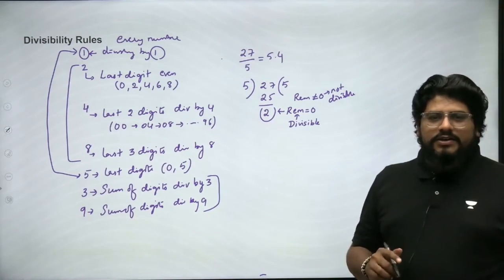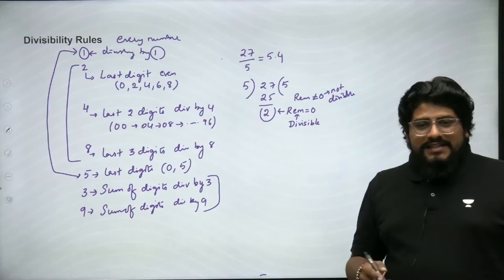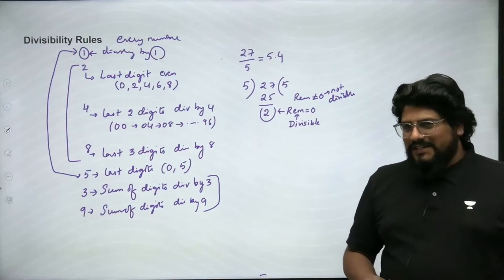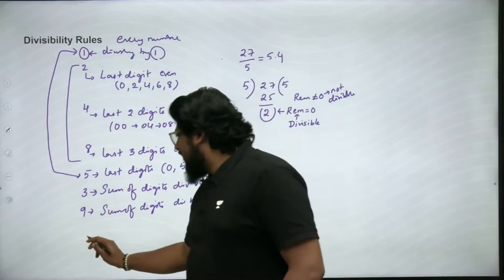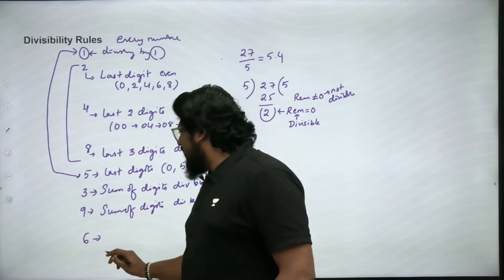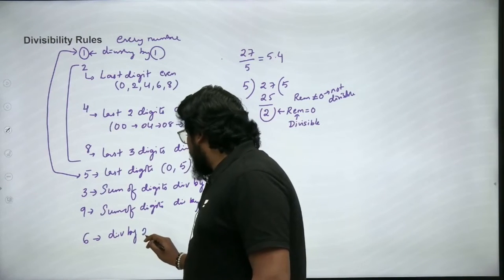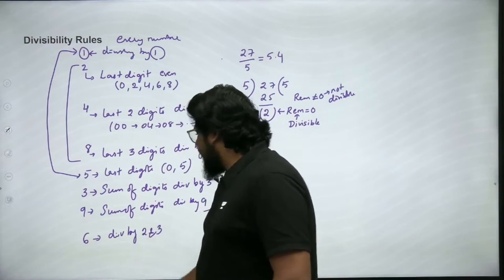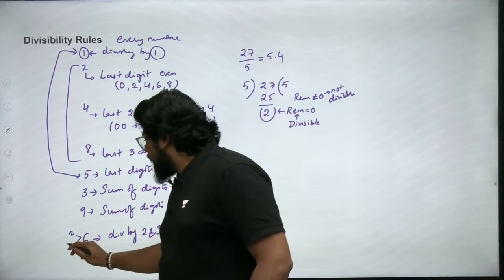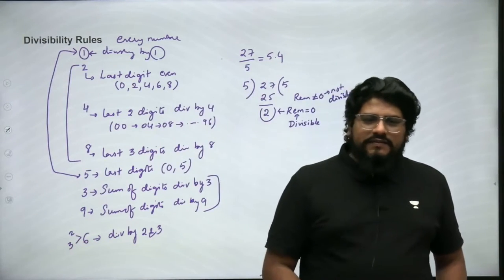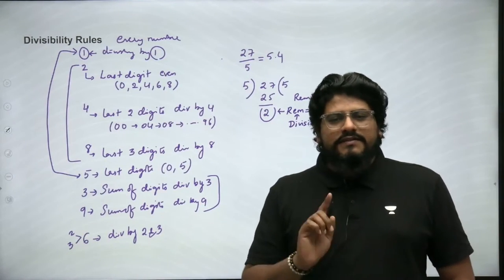So, we are done with 1, 2, 3, 4, 5, 6 and 7 are missing, 8, 9 completed. So, we have done with all the 1 digit numbers except 6 and 9. For 6, the divisibility rule is it should be divisible by 2 and 3. So, remember, 6 is nothing but 2 into 3. So, it should satisfy the divisibility rule of 2 and divisibility rule of 3. Then it is divisible by 6.